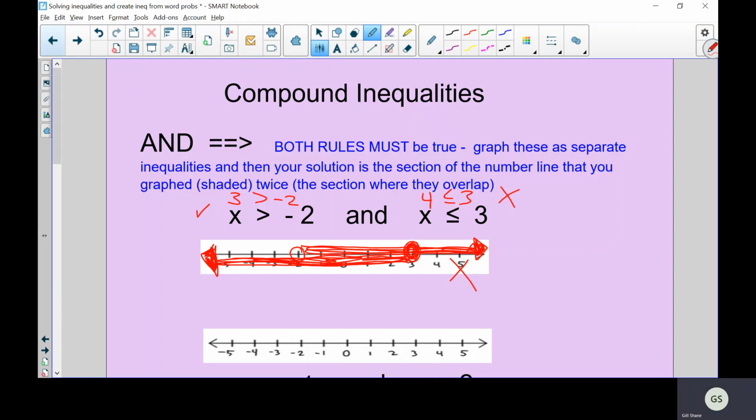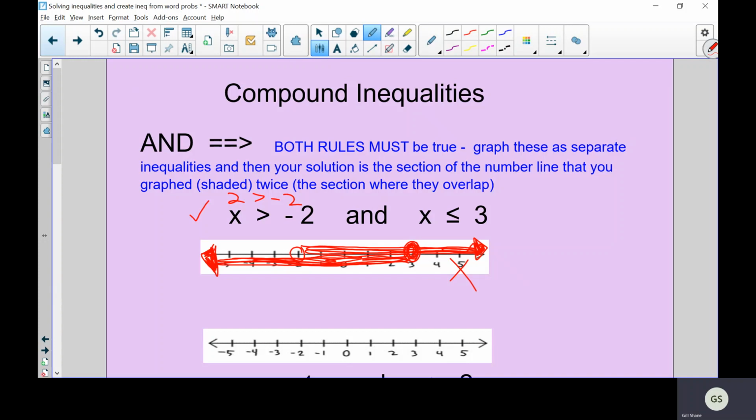So now, somebody give me another number. 2. Okay, good. I don't want a number that was in that section because that section doesn't work. So 2 is in the middle section. All right, let's test 2. Is 2 greater than -2? Is that a true statement? 2 is greater than -2. Hopefully I should see more heads nodding yes. Yes, 2 is greater than -2.